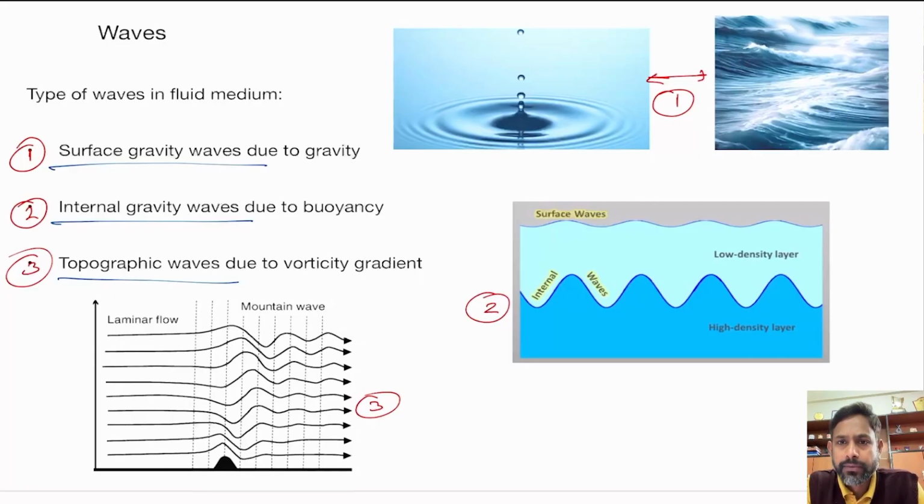You see this kind of waves. Also, if you throw some stone in the water, in a pond or lake or even in a river, you will see this kind of waves getting created, right? So these are called surface gravity waves because this is happening at the surface, and the wave gets formed and propagates because of gravity effects, right?